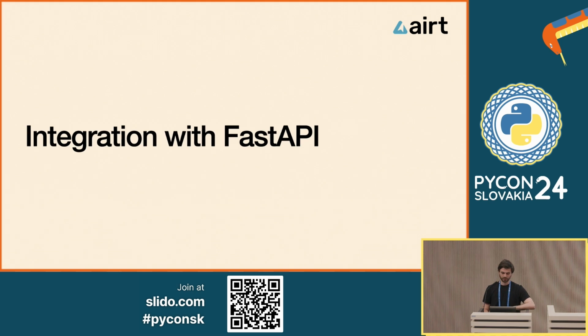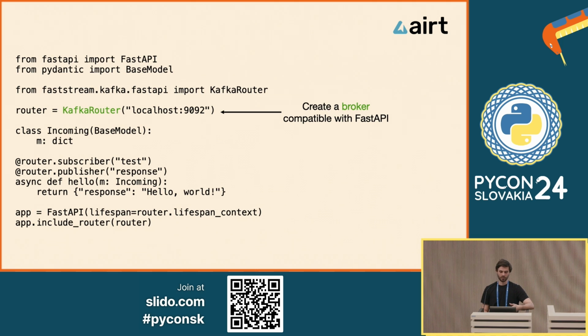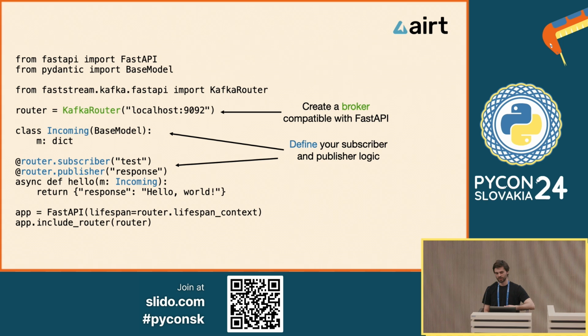One of the things that we also needed to do is to find a way to integrate it with FastAPI, because we do have some REST API requests from our customers. They want to check the health check or access the documentation and things like that. So we implemented it to integrate FastStream into a FastAPI application. We have a Kafka router. It's basically a wrapper around a Kafka broker, which is compatible with FastAPI. So then FastAPI can dissect the router and generate the documentation for you. So first you create the broker that's compatible with FastAPI. Then you define your subscriber and publisher logic.